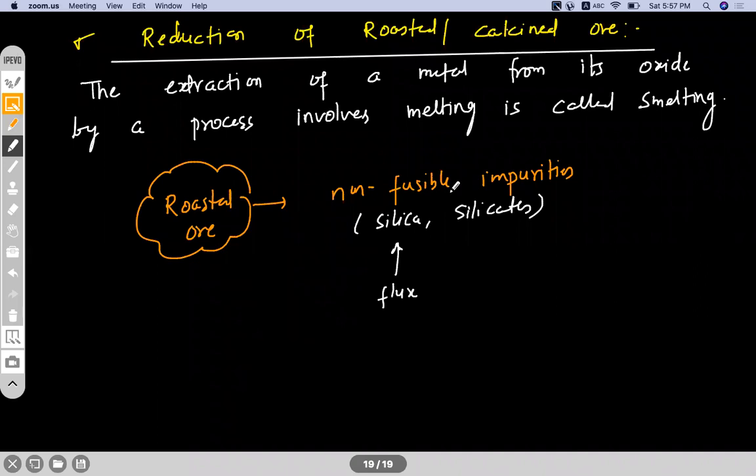So when you add a flux, we already have impurities present in the mixture, which we call gangue. So gangue is already there. And you add some compound from the outside in this smelting process that we call flux. This combines with the gangue and forms slag, which comes out from the mixture. And that is how we remove impurities here, right? You add flux, it forms slag and that comes out.